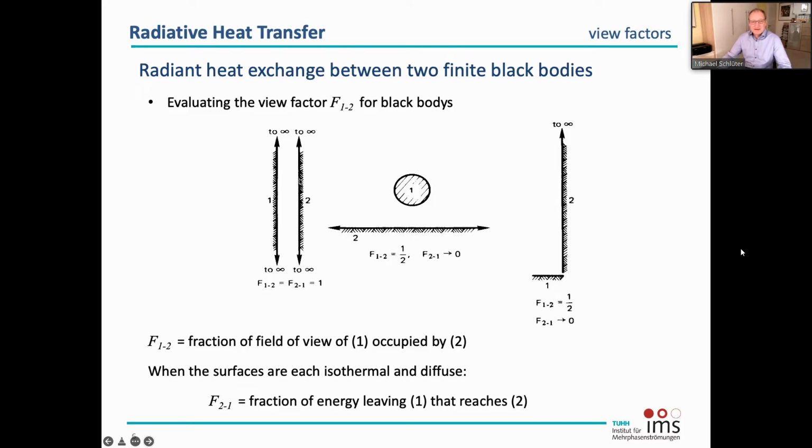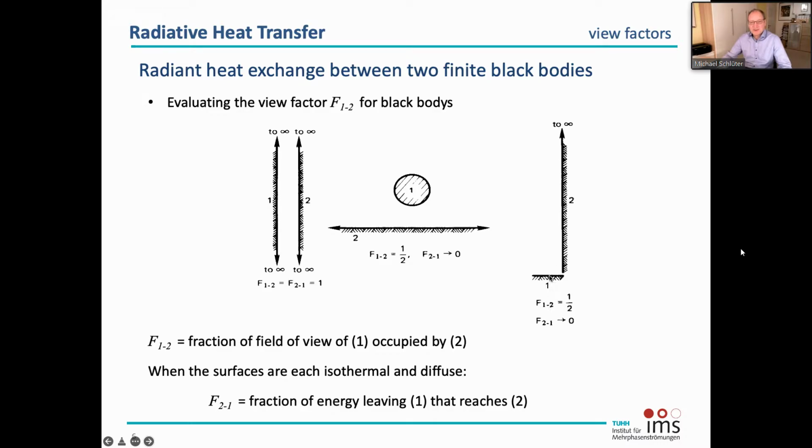Yeah. On the left-hand side, this is trivial because here we have two infinite plates parallel to each other, so the view factor for both plates is 1, of course. And here it's another special example. If we have two perpendicular plates, and one is of infinite size, and the other one is of small size here, then let's see this again. We are sitting on plate 1 and we are watching plate 2.